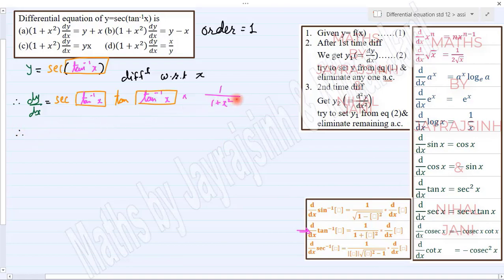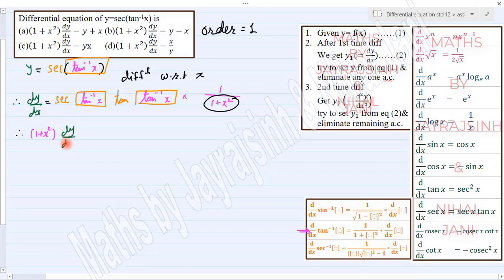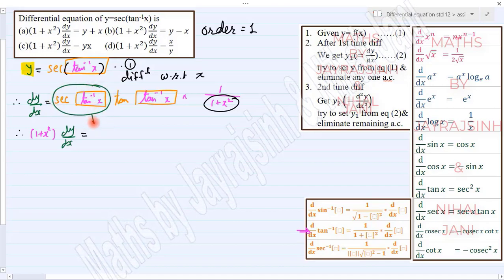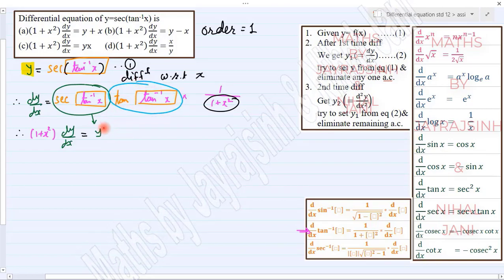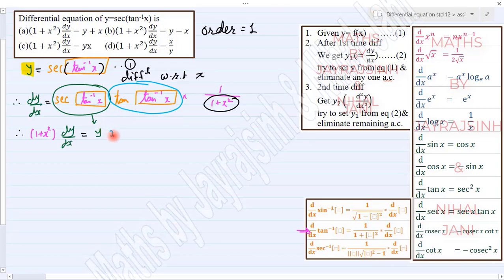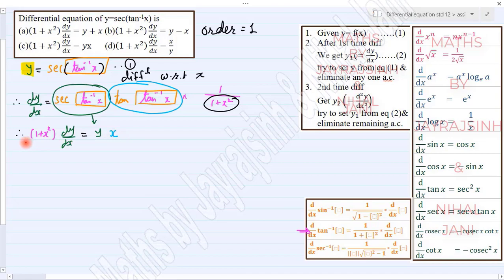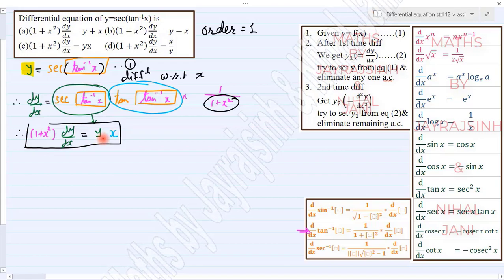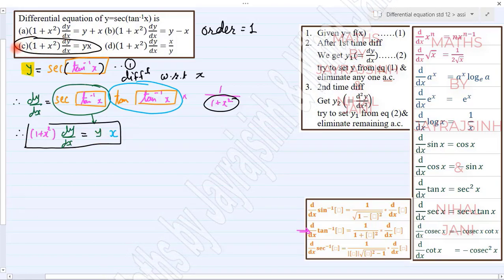Now if we move this 1 plus x square on the left side, we will get 1 plus x square into dy by dx is equal to sec tan inverse x, which is your y from equation number 1. So let's write down this sec tan inverse x as your y. And tan and tan inverse are inverse functions of each other, so tan inverse x will be your x. So we get our required differential equation 1 plus x square into dy by dx is equal to y into x, which is given in option C. Ta-da!